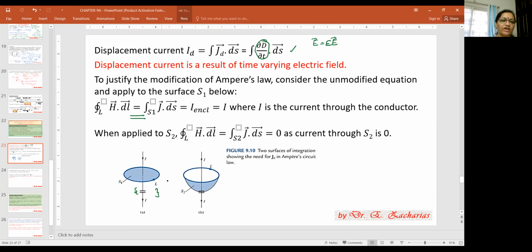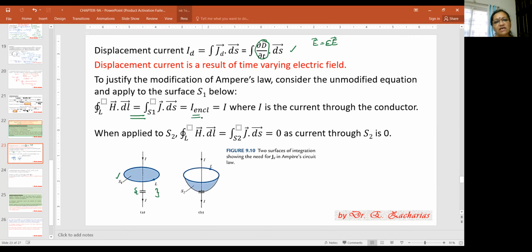So Ampere's law, where are you going to apply it? You're going to apply it through this current carrying wire. You have your Amperian loop indicated by that blue loop, and the surface enclosed by the loop is S1. Let it be a flat surface S1, and then this is your loop. Now you apply H dot dl to that, and the right hand side will be the current I enclosed.